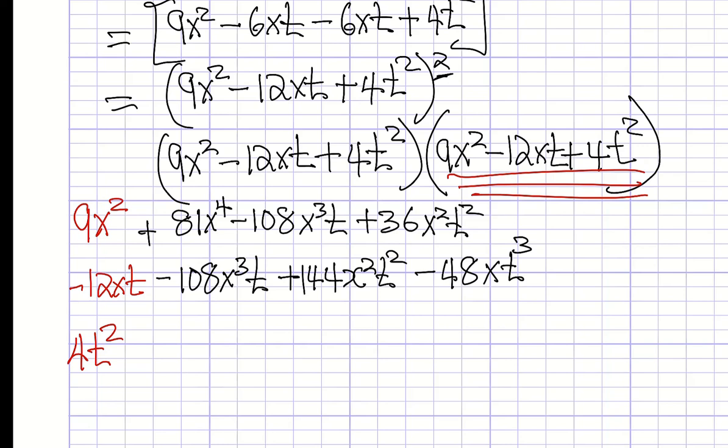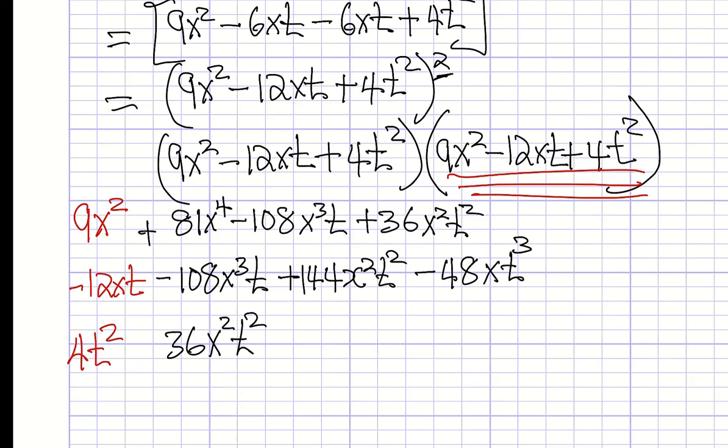Then we'll multiply with 4t raised to the power 2. So we'll do the same thing. What is 4 times 9? That is 36. So it's going to be positive 36 x squared t squared. You see that, right?